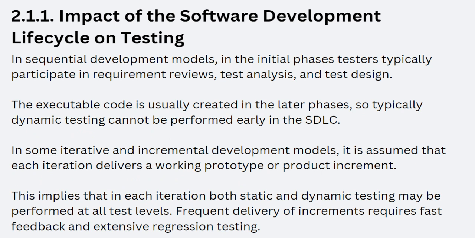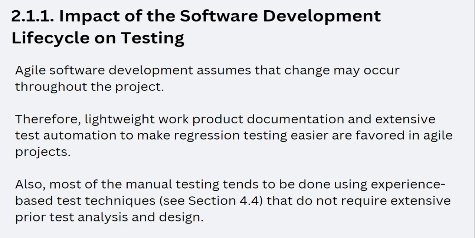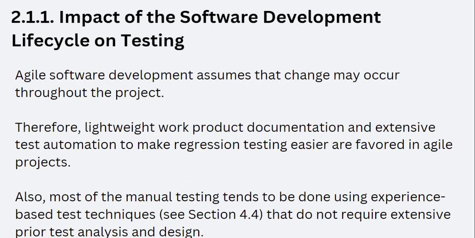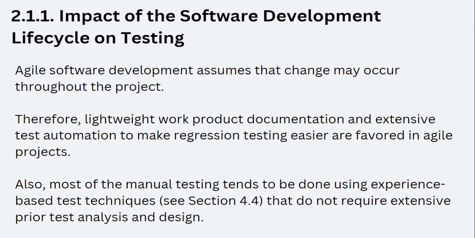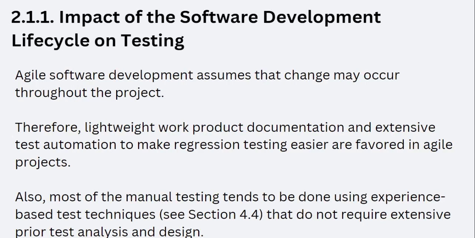In certain iterative and incremental development models, each iteration is expected to yield a functional prototype or product increment. This suggests that during each iteration, both static and dynamic testing can occur across all test levels, with frequent delivery of increments, fast feedback and thorough regression testing become essential.